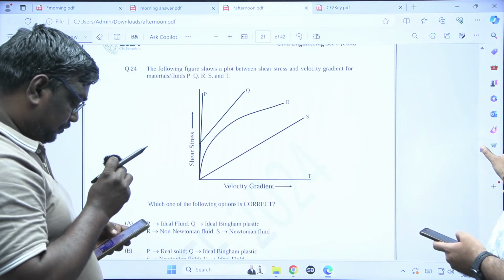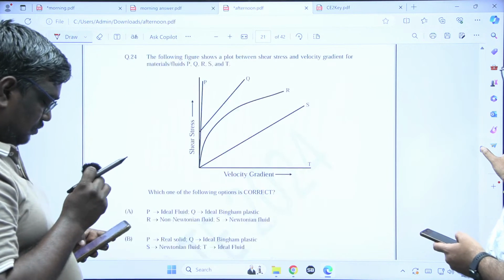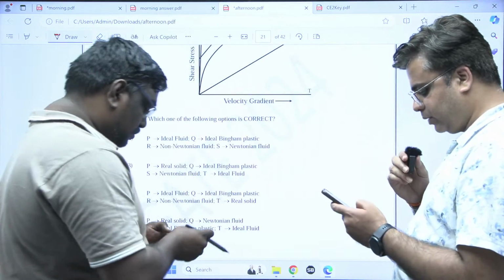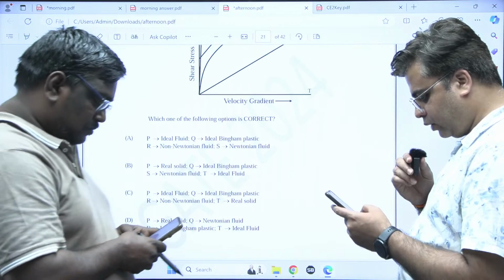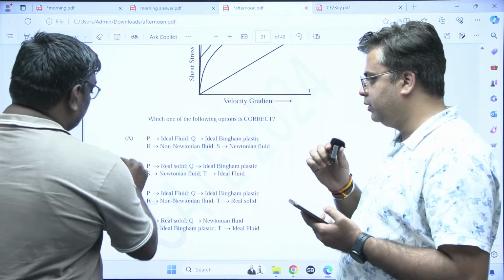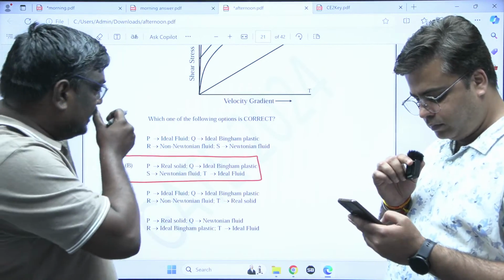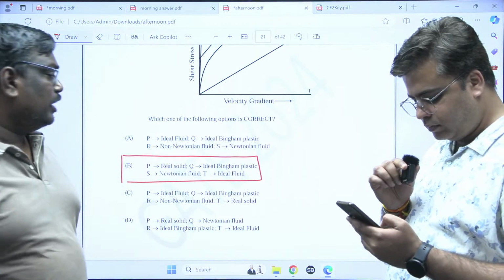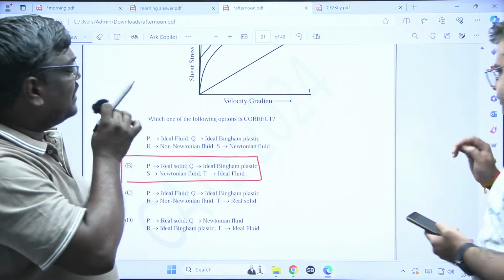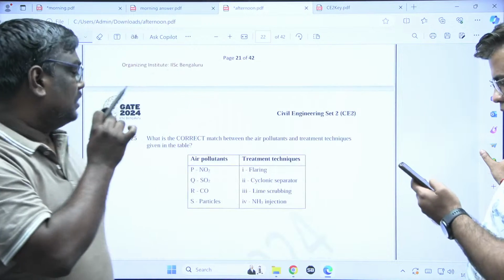This is question number 24. It's a direct fluid mechanics question. For this question, option B is the correct option. You can write down option B. P is real solid, Q is ideal Bingham plastic, S is Newtonian fluid, and T will be the ideal fluid. See students, how standard this question is. Anyone starting fluid mechanics usually starts with this graph.